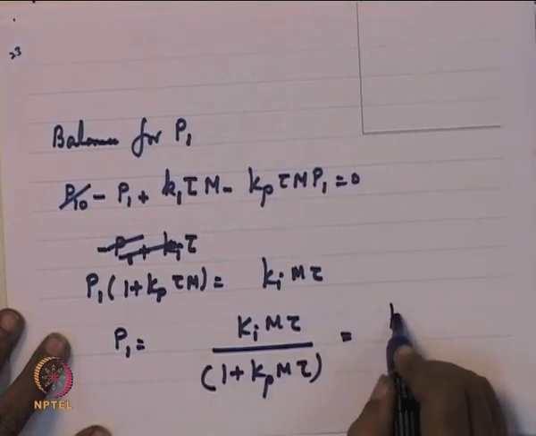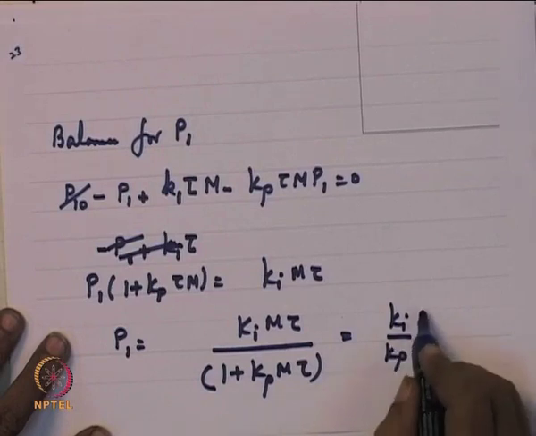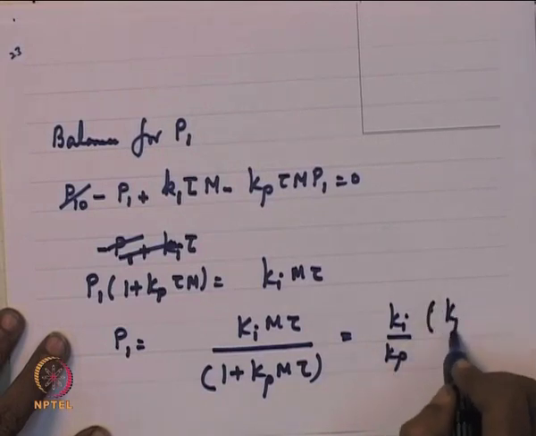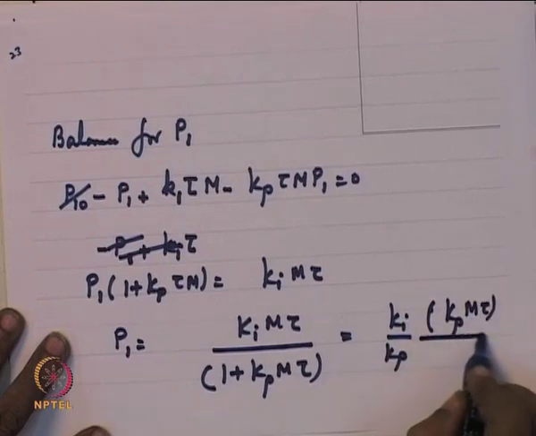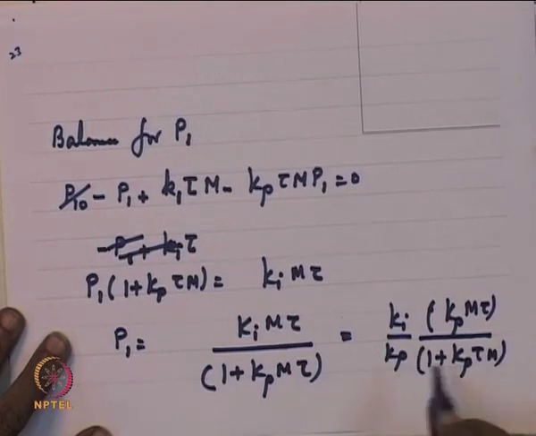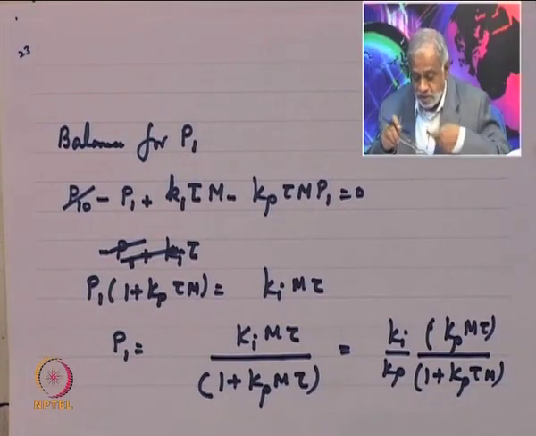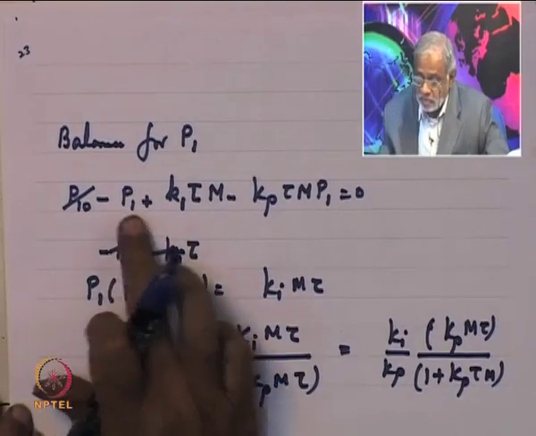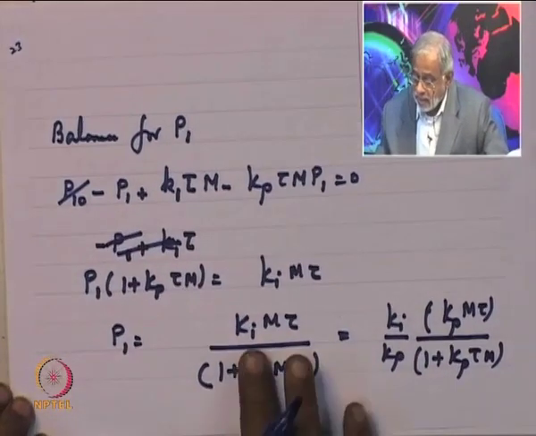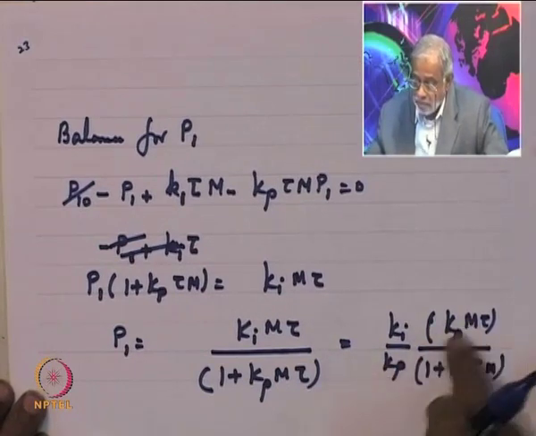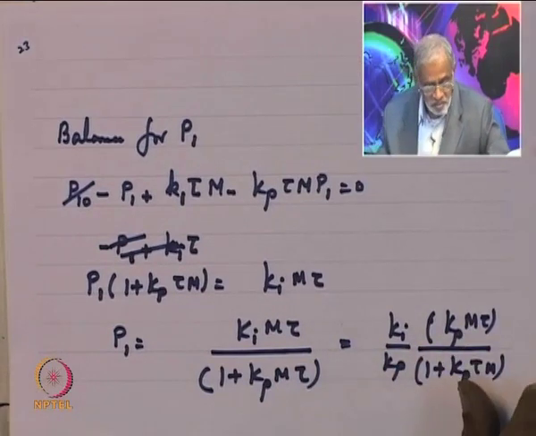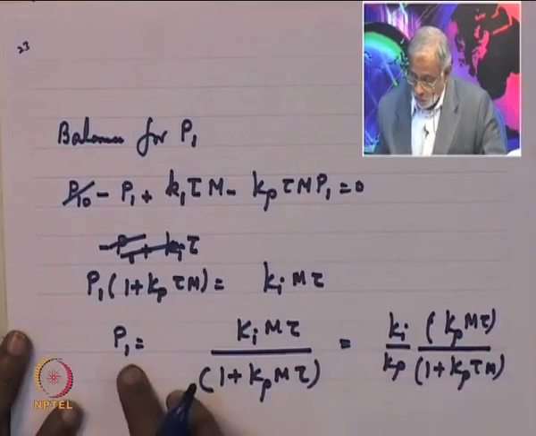It can also be written as K_I by K_p within brackets of K_p m tau divided by 1 plus K_p tau m. I have done nothing very new here, please. This is a very elementary material balance. I have only clubbed terms containing P_1 together, and then K_I, and then I have just divided and multiplied by K_p. Nothing very fancy has been done. So, this is P_1. Now, the idea of putting it in this form, we will very soon see why it is useful.